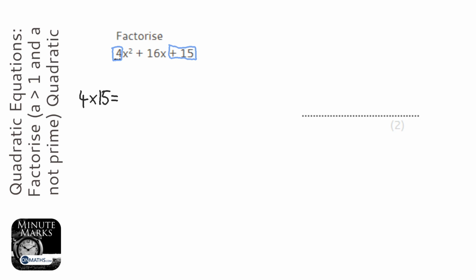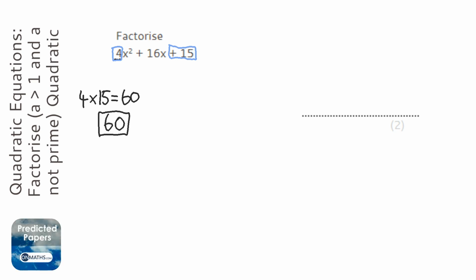So 4 times 15, well 2 times 15 is 30, so 4 times 15 is 60. So 60 becomes the target number to find a factor pair that add together to make plus 16, and that's what we're trying to do.